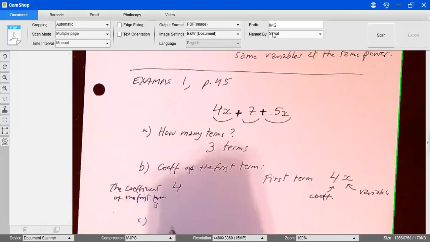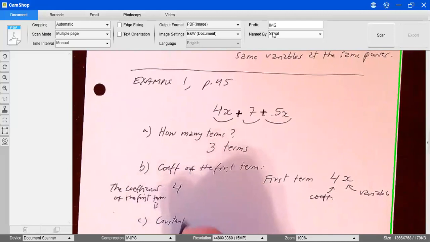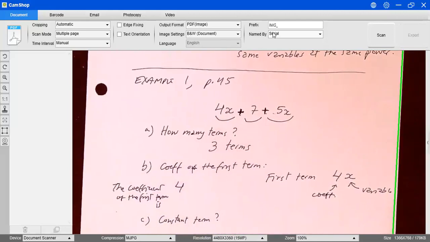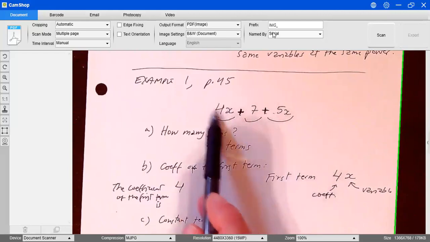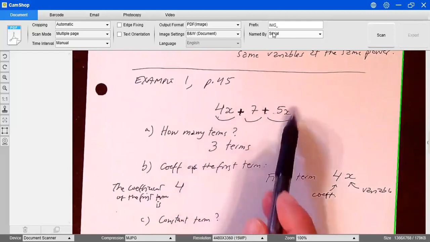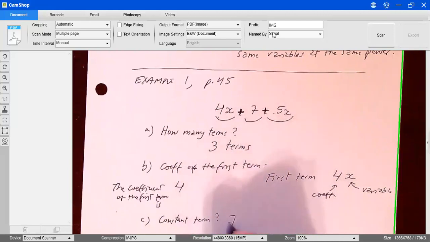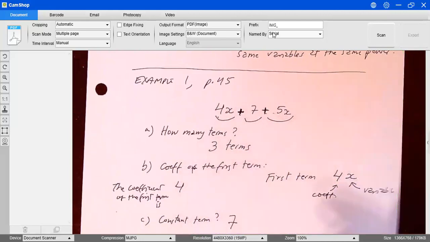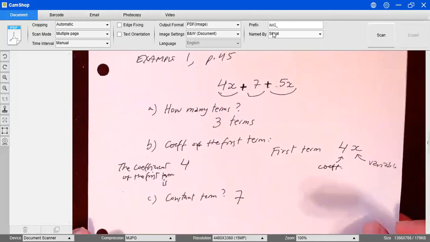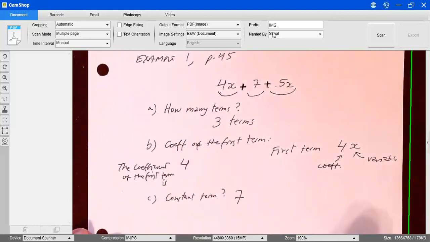The next question, what is the constant term? What is the constant term here? You can see here, this is a variable term. This is another variable term, but this is a constant term because you don't have any variable involved. So 7 is the constant term.